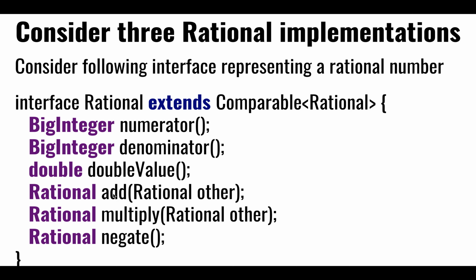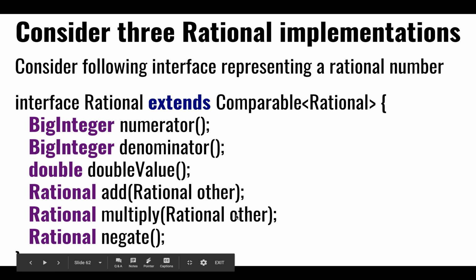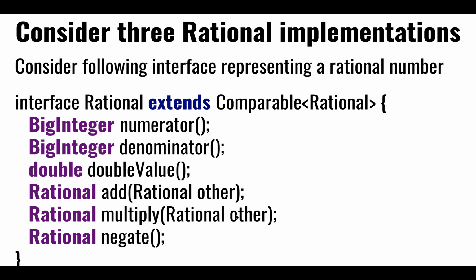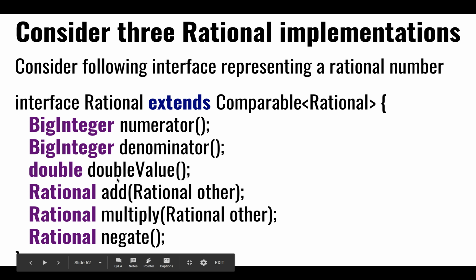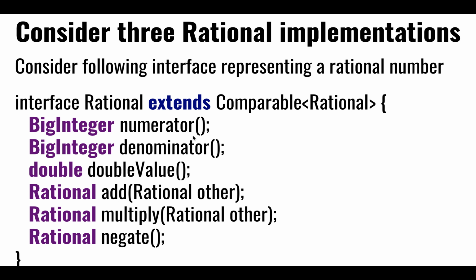Also, we want to be able to do some trivial arithmetic: adding the current rational number plus some other rational number that you pass me, multiplying the current rational number times some other rational number that you pass me, and negate. These are what we call the domain methods, methods that are specific to the domain. In this case, rational numbers is the domain we're looking at.